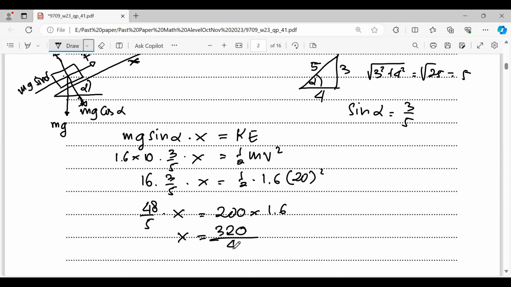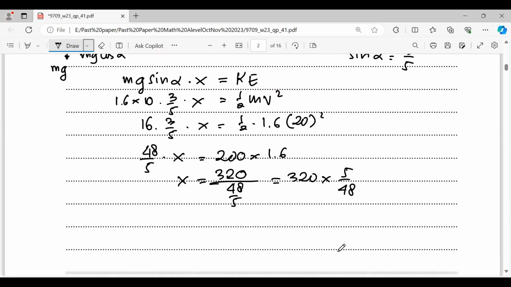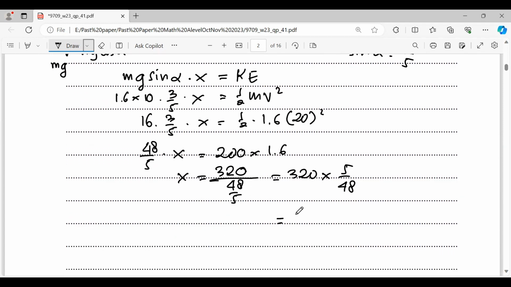over 48/5. So it becomes 320 times 5 over 48. So the result is 33.33, and the unit is meters because it is distance. So this is the distance.